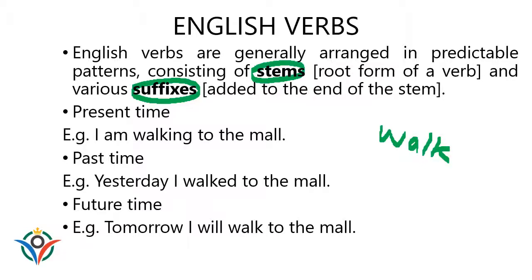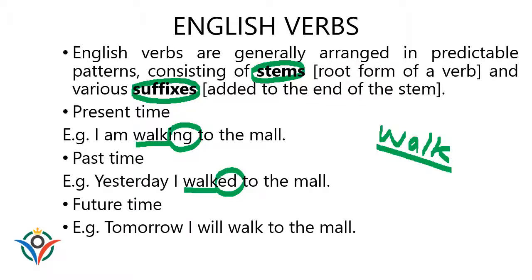So let's see how that word changes using the various time frames. So in the present tense, I could say, I am walking to the mall. So there we have our stem, walk, and then we add the suffix ing to the end of the stem to show that the action is happening in the present time. Then in the past time, I could say that yesterday I walked to the mall. So there we have our stem again, walk, and then we add the suffix ed to the end of the stem to show that the action took place in the past.